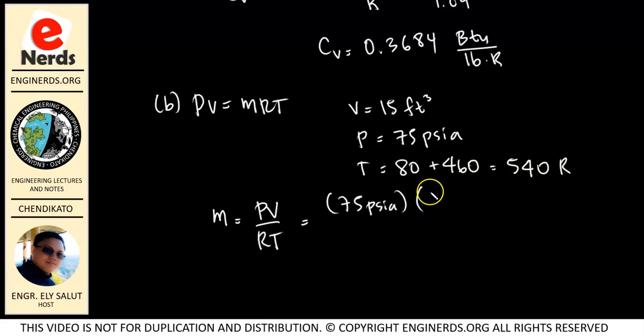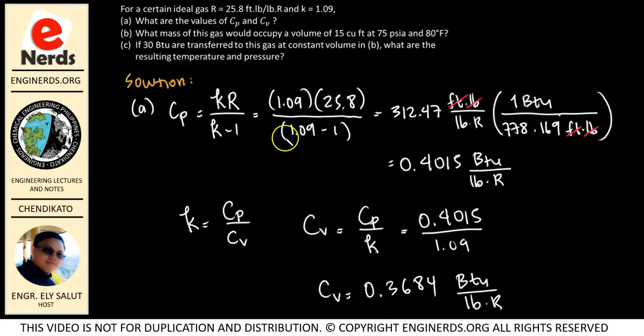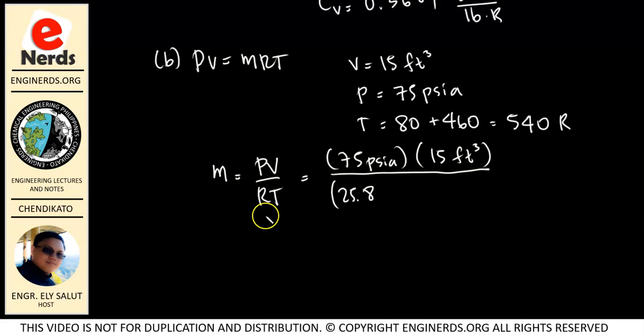Then our volume, which is 15 cubic foot, over our R, which is 25.8 foot-pound per pound Rankine, times 540 Rankine. That was given earlier above. Let's check our units. Rankine will be cancelled out, feet will be cancelled out, and I will have ft² here. This is pound per square inch.